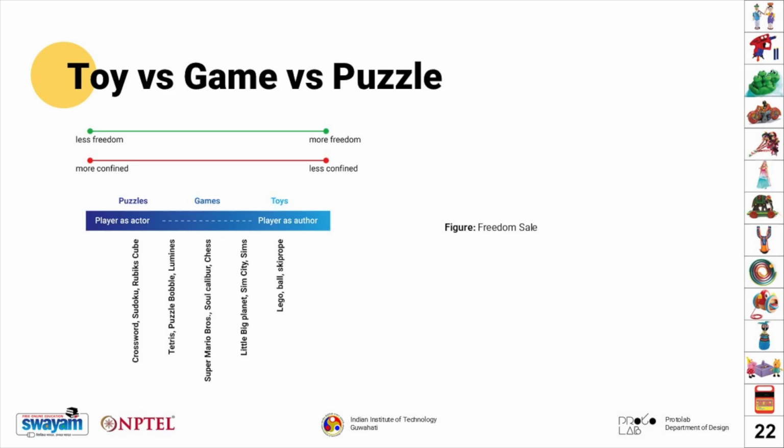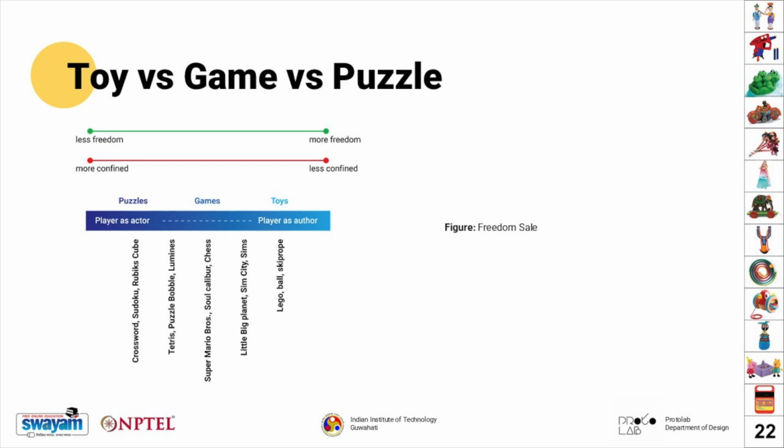In the middle of the spectrum, we have games. Here, the child still plays, but now there are rules and a goal. The experience is shared between the designer and the player. And at the far end of the spectrum, we have puzzles. These offer very little freedom. There is usually one correct answer, one correct way to solve it.